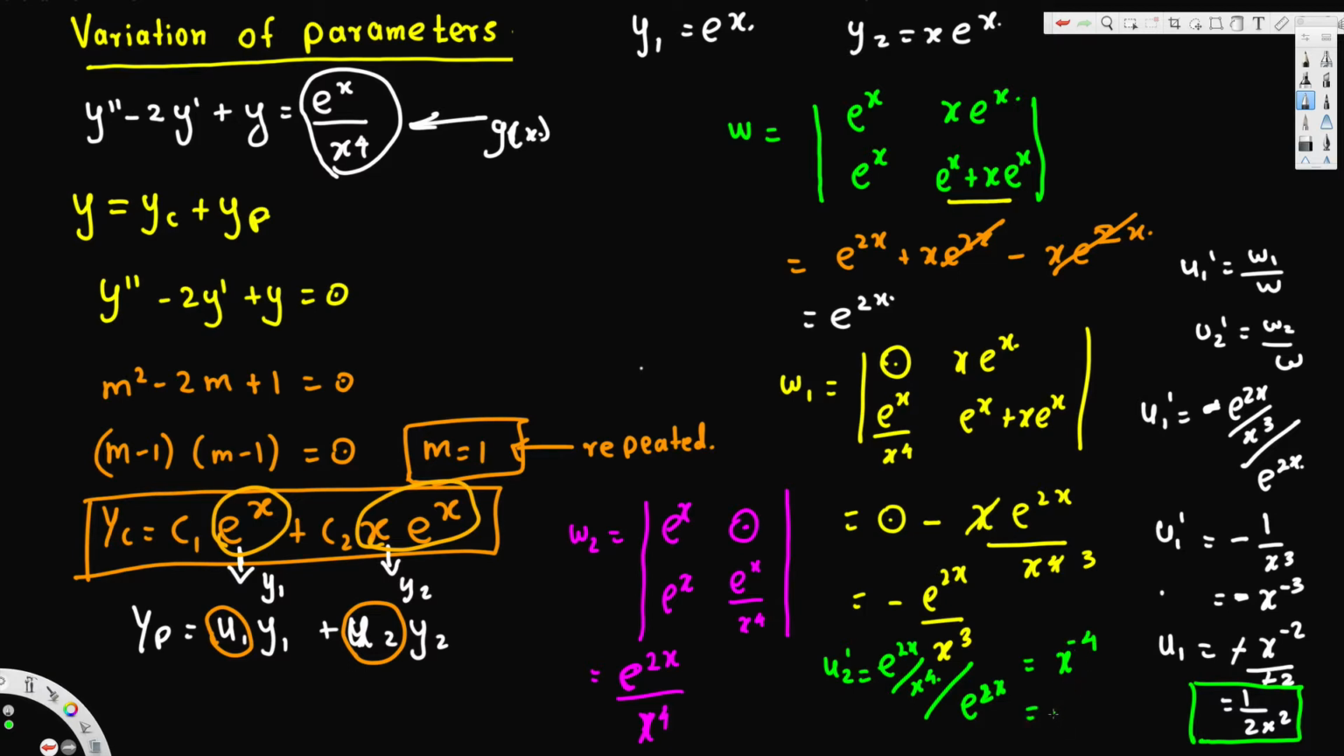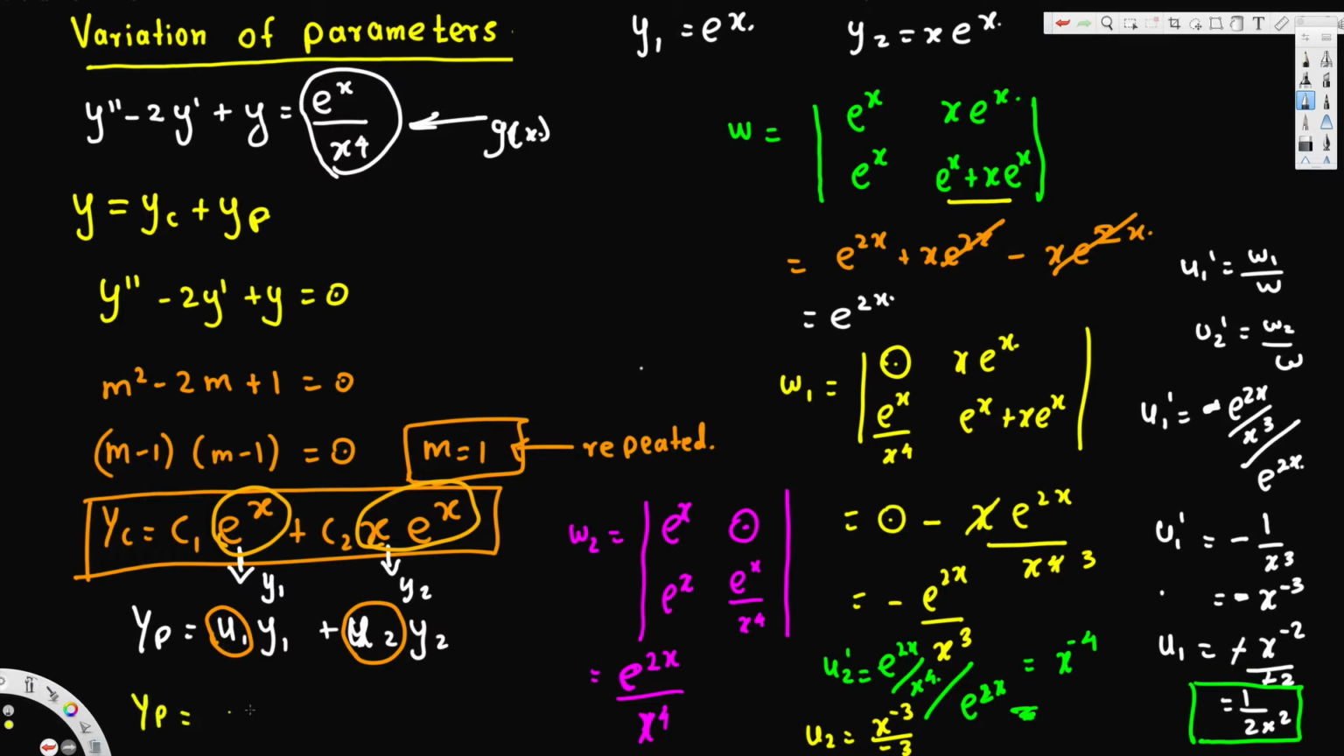So this is going to be just, okay, let's write u2 with a different color. u2 is going to be just x power negative 3 divided by negative 3. Okay, so this is our u2, and we found out u1. Finally we can write our particular solution.